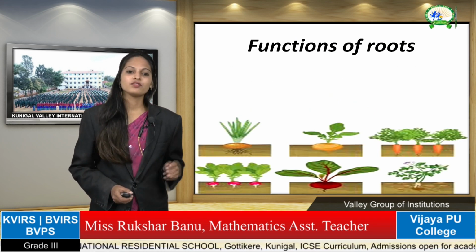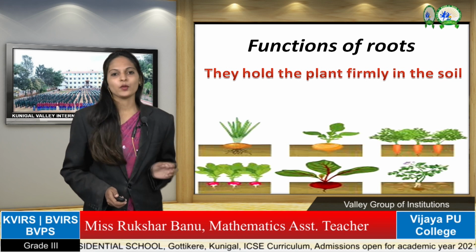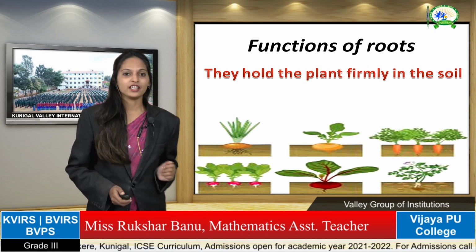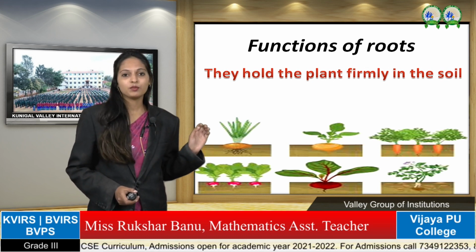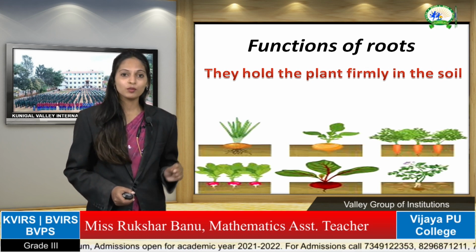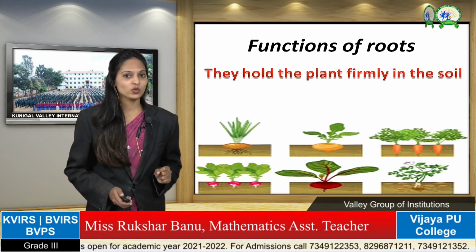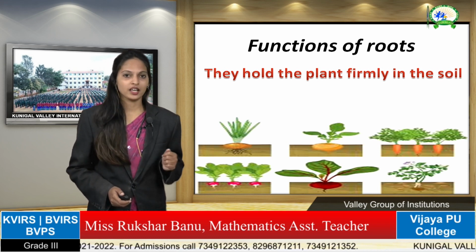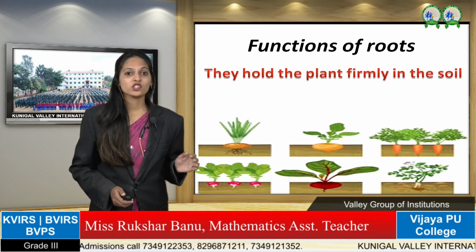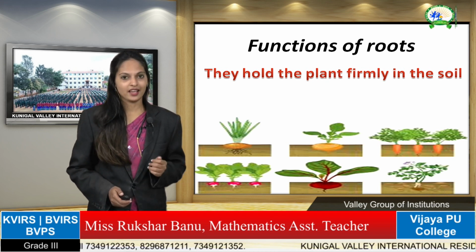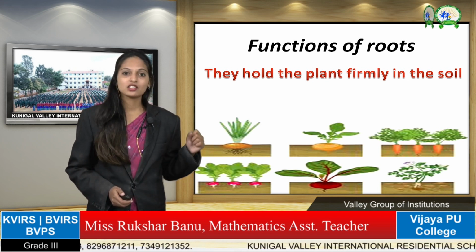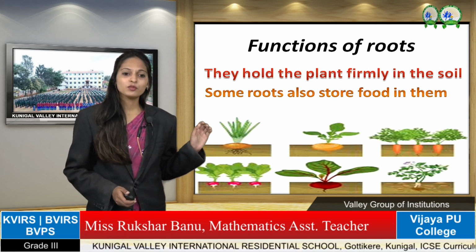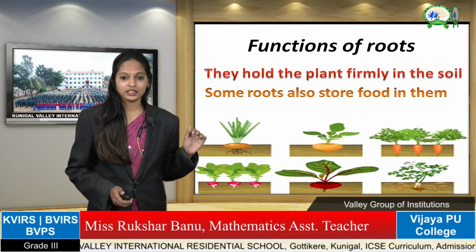Now we will study about functions of roots. Roots perform the following functions in the plant. Number 1, they hold the plant firmly in the soil. That is why plants are not blown away by fast moving wind and also not washed away by rainfall, as they are fixed to the soil by roots. Is it clear, children?